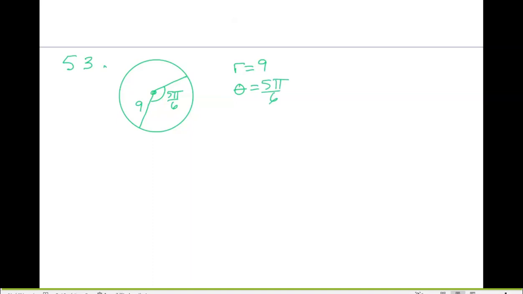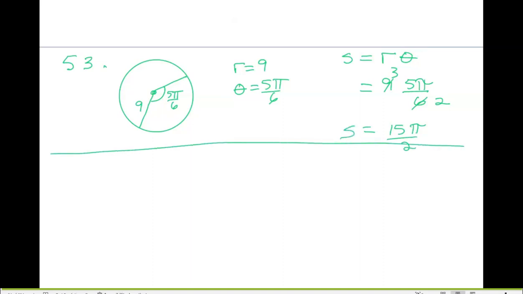What can I find? It says find the length, the radius, or the central angle. So it looks like I'm going to find the length. So S equals R times theta. R is 9. Theta is in radians, so I can use that theta. Okay, so 3 goes into 6 2 times, 3 goes into 9 3 times. That's going to give me 15 pi over 2 for my arc length. And that is 53.